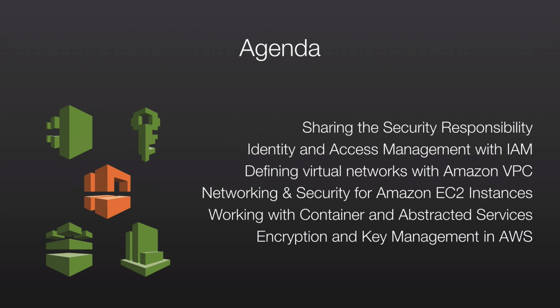Okay, the agenda for today's session. We're going to recap in a second the shared security responsibility model that AWS provides. Then we're going to dive into some best practices for identity and access management with IAM. We'll then talk about defining virtual networks with Amazon VPC and networking security for EC2 instances within VPCs. Then talk quickly about container and abstracted services, and we'll close by talking about encryption and key management in AWS.